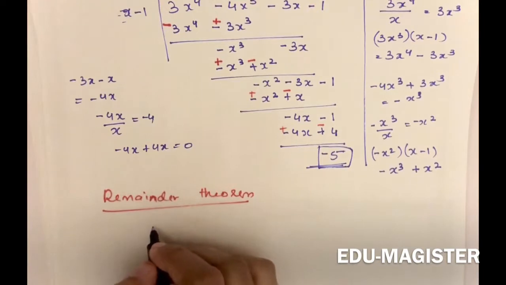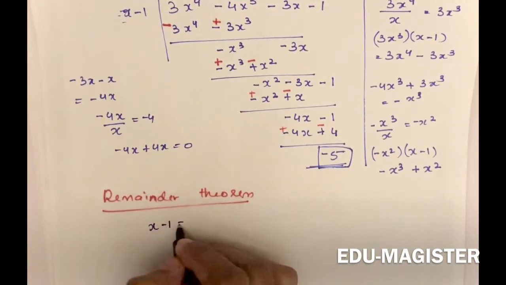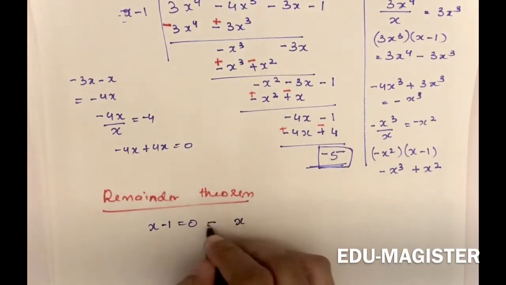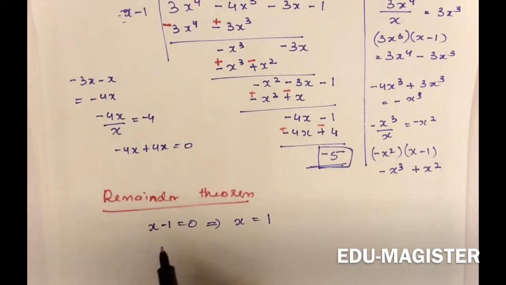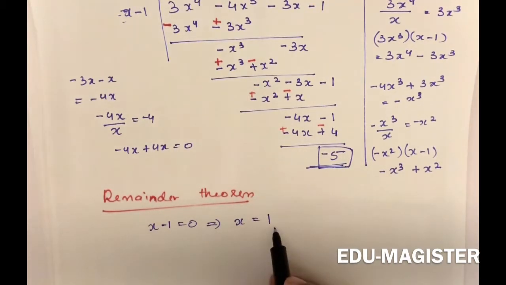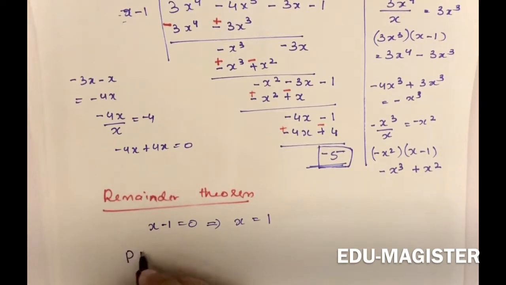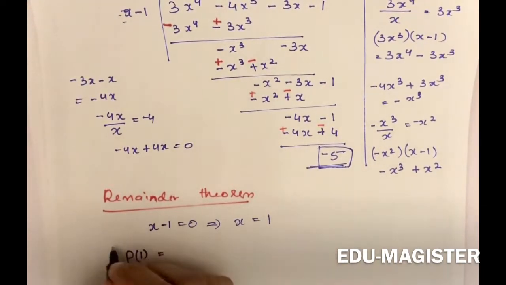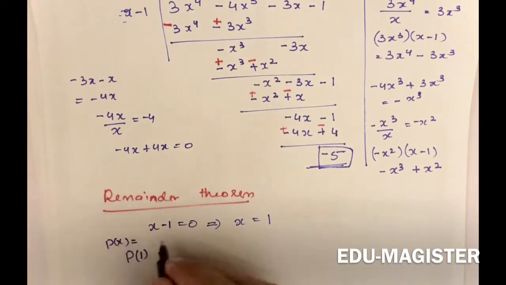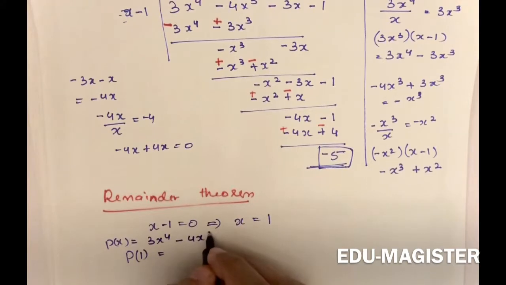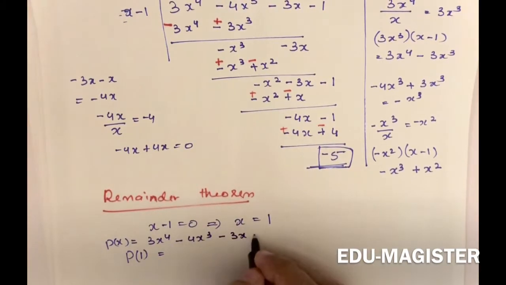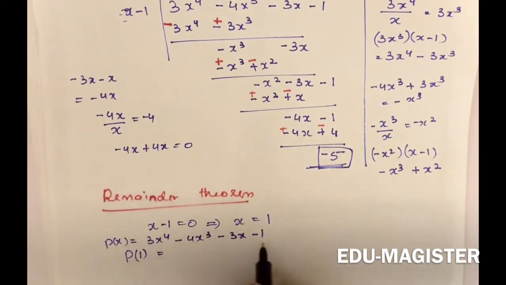Now the zero of this divisor polynomial is 1. That is, I equated my divisor polynomial to 0 and then I found the zero of this polynomial, that is 1. Now I'll find P of 1. By the way, P of x is 3x raised to 4 minus 4x cube minus 3x minus 1. Now I'll find the value of this P of x at 1.